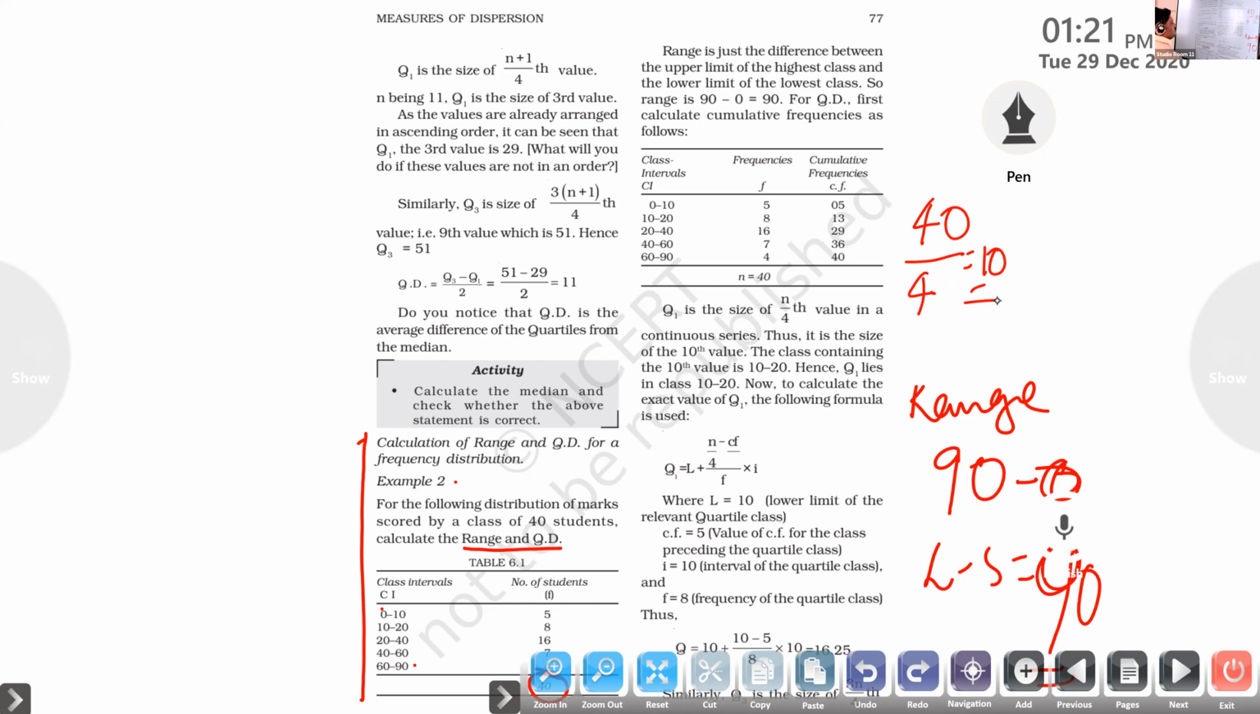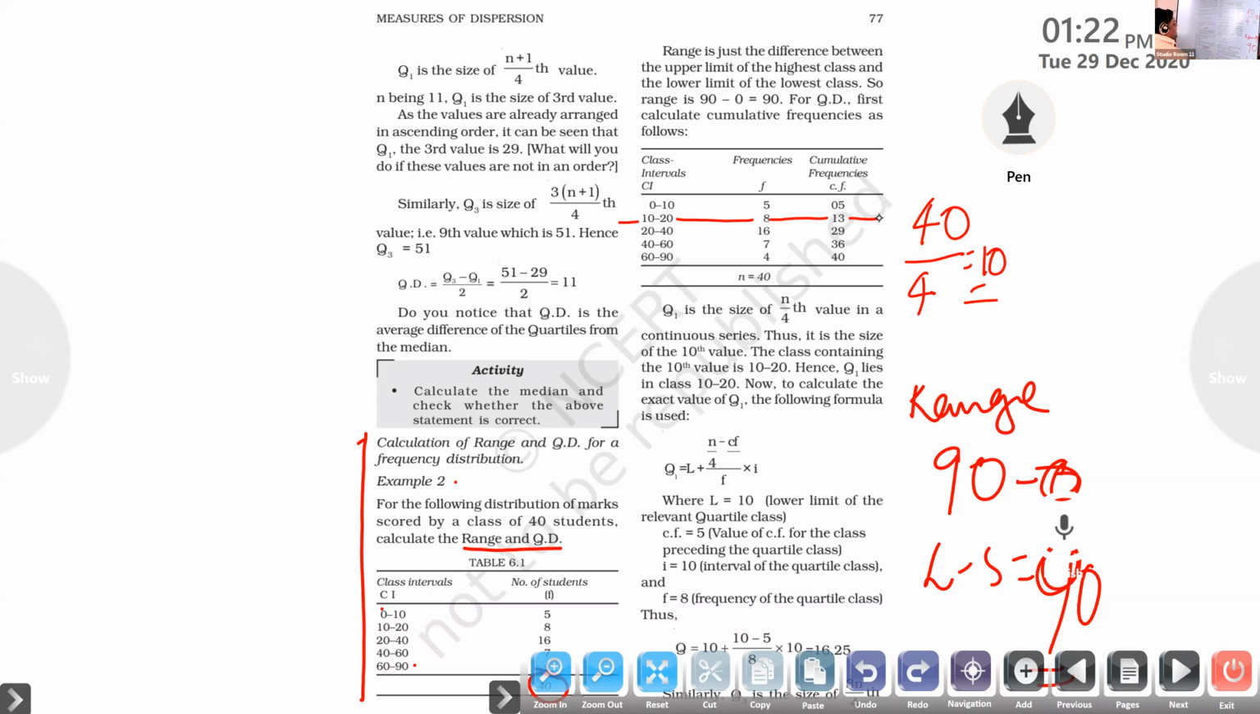So we got 10. Where do we find the 10th value? In the cumulative frequency, 10 is here, under 13. So the class containing the 10th value is 10 to 20. You can see the cumulative frequency 13 here, so 10 is there. Hence Q1 lies in the class 10 to 20.